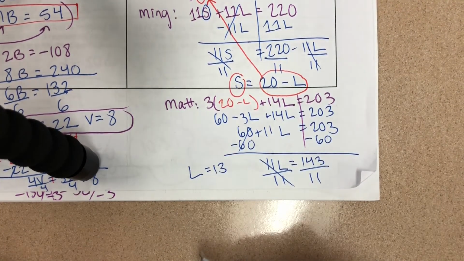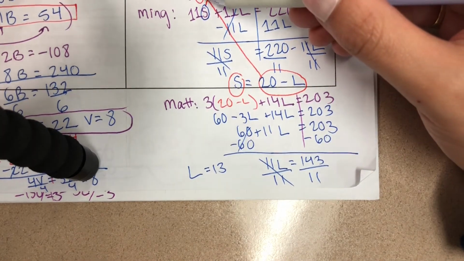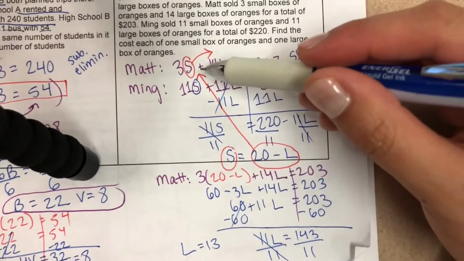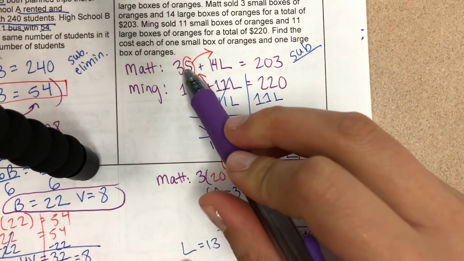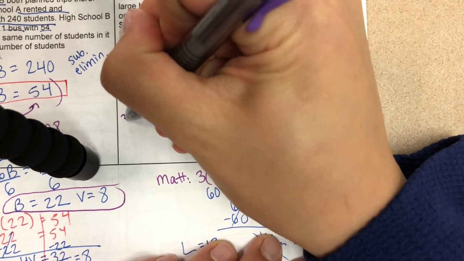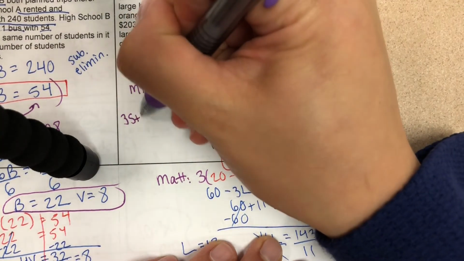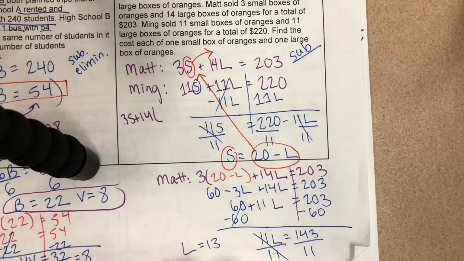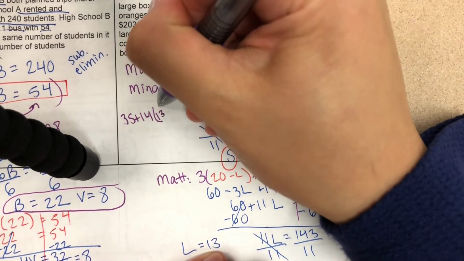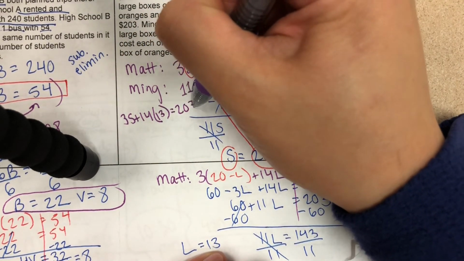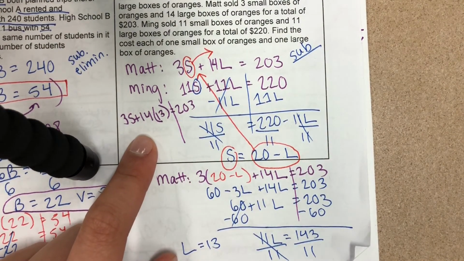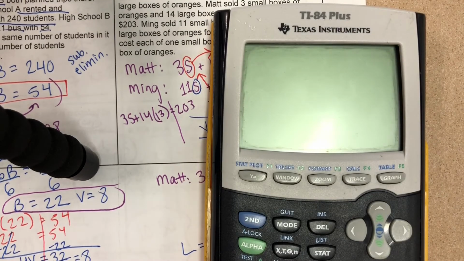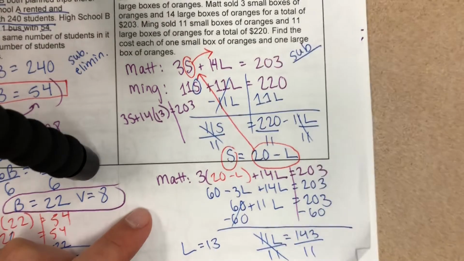All right, so now once I have this, I need to figure out what the S value is going to be. So let's just use this equation. So I know that my L value right here is going to be 13. Let's plug this in. So I'll do 3S plus 14, and instead of L, I'm going to put this value, 13, equals 203. When I solve that, I can do 13 times 14, and let's see. 13 times 14 is 182.